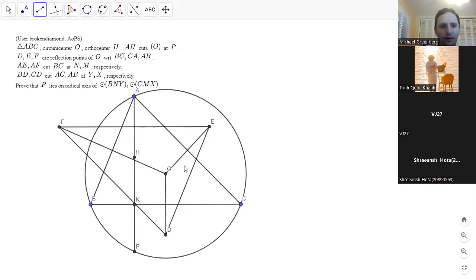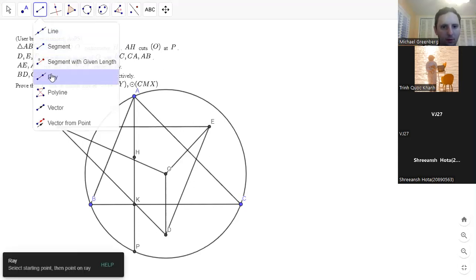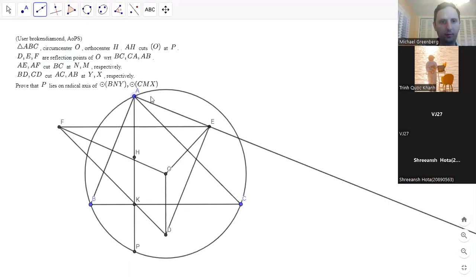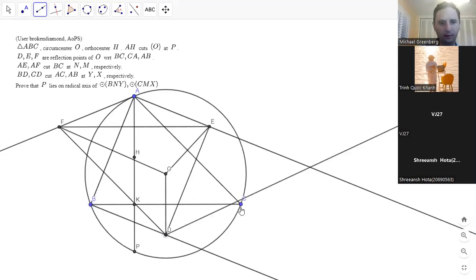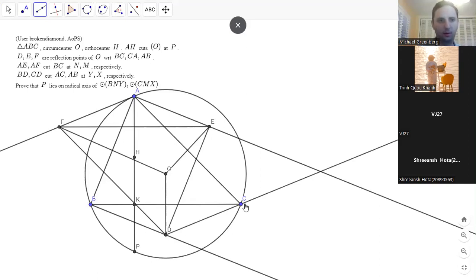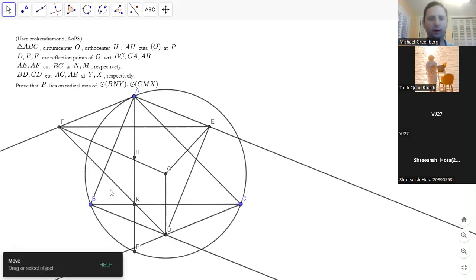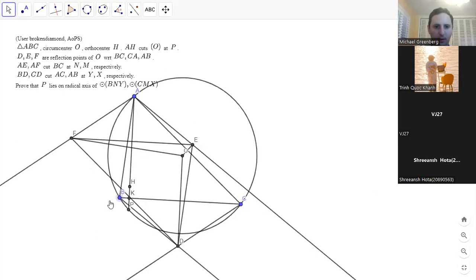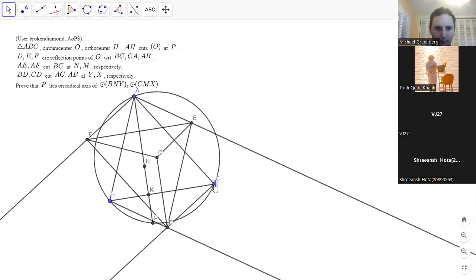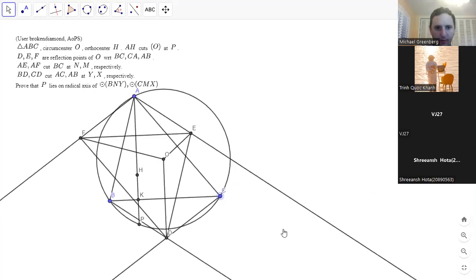Okay. So AE and AF intersect BC at N and M. So we're going to need to make this diagram a little smaller. And BD and CD intersect the two sides at X and Y. Okay, so one sec. I'm going to look at the chat in just a second, but for now I'm making it a little smaller so that we can see the other points.